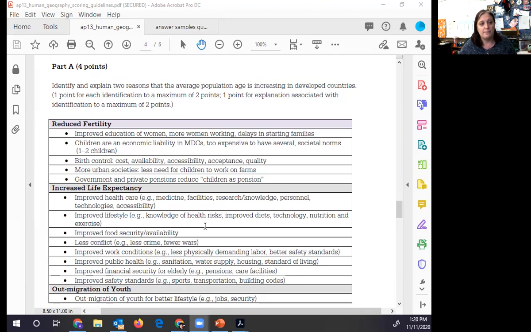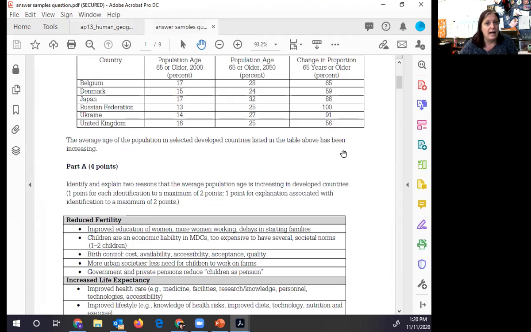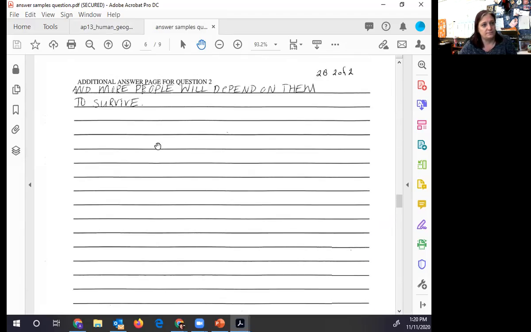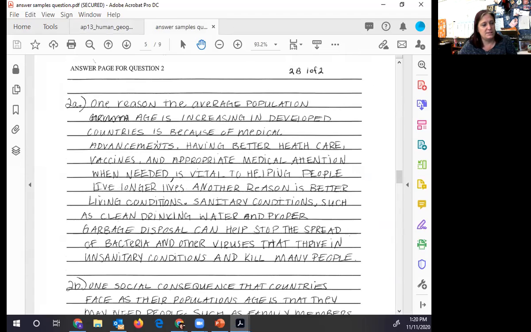Okay, so when I look at my samples, let's take a look at some variations here. All right, this one says, one reason the average population age is increasing in developed countries is because of medical advancements. Having better health care, vaccines, and medical attention when needed is vital to helping people live longer lives. Another reason is better living conditions. Sanitary conditions such as cleaning drinking water and proper garbage disposal can help stop the spread of bacteria and other viruses that thrive in unsanitary conditions and kill many people. Do they have two clear different ideas here?